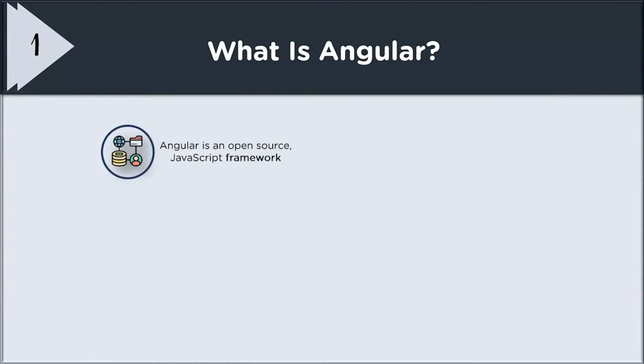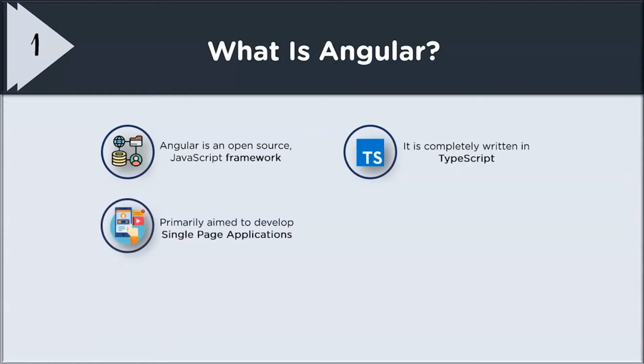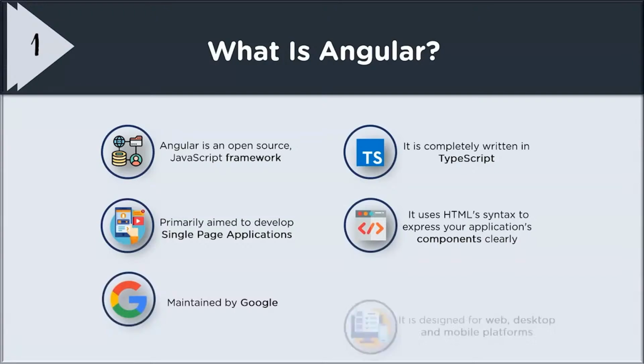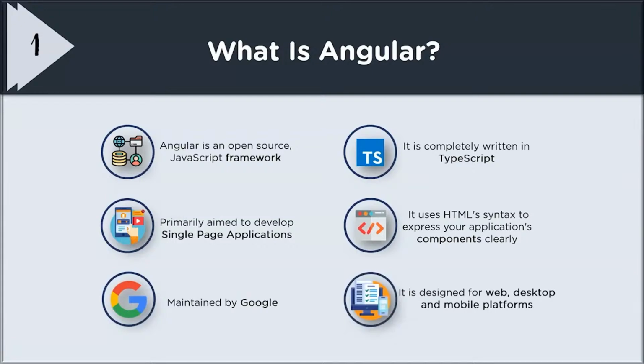Now, Angular is an open source JavaScript front-end framework which is completely written in TypeScript. This framework brings structure and consistency to web applications and provides excellent scalability and maintainability. Now, it's primarily aimed to develop single-page applications and is maintained by Google. It uses HTML's syntax to express your application's components clearly. It is designed for web, desktop, and mobile platforms.